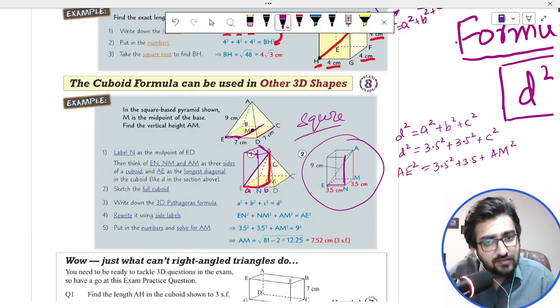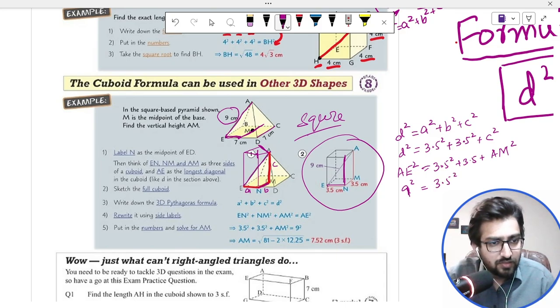By the way, AE is also given. AE is 9. So put 9 here. So 9 square equals 3.5 square plus 3.5 square, and plus AM square. Now we want to find out AM.